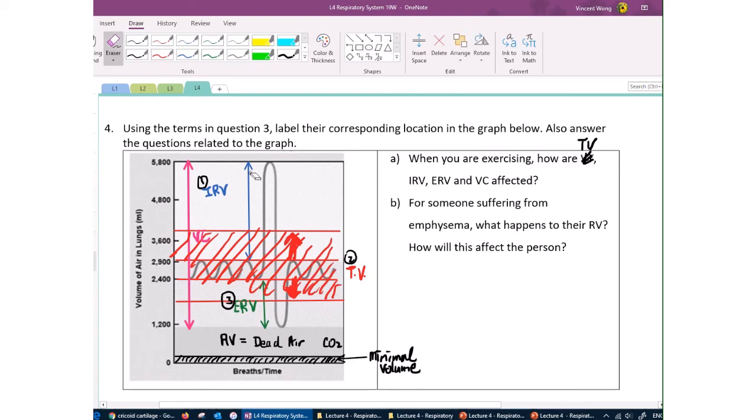And because of that, you are going to be reducing your IRV and you're going to be reducing your ERV. So when you're exercising, IRV goes down, ERV goes down, tidal volume goes up, but vital capacity remains unchanged. Because the vital capacity is still from the lowest point to the highest point, so when you add up the numbers, it doesn't change. For someone suffering from emphysema, what happens to their residual volume?